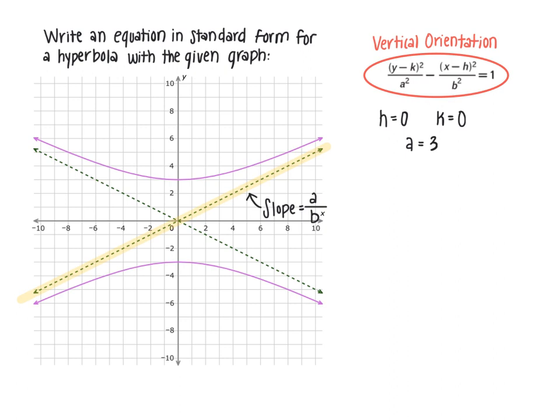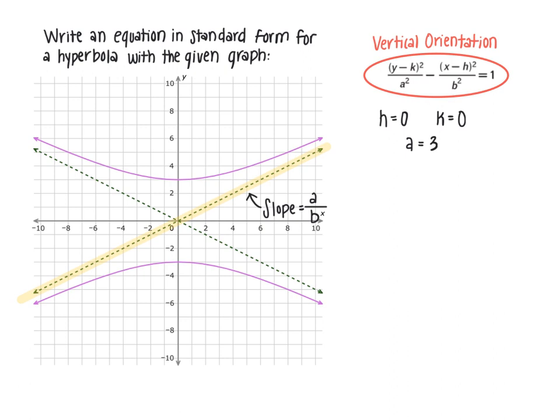So this isn't something that I expect you to know off the top of your head, but if you review the previous slide, you'll realize that your slope is actually a ratio of a over b, specifically for vertical oriented hyperbolas. Both asymptotes are going to have the same exact slope, except one is going to be positive and the other one's going to be negative. I'm going to encourage you to only focus on the positive slope. It will make your life easier.